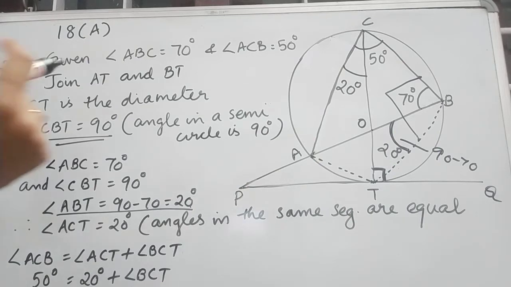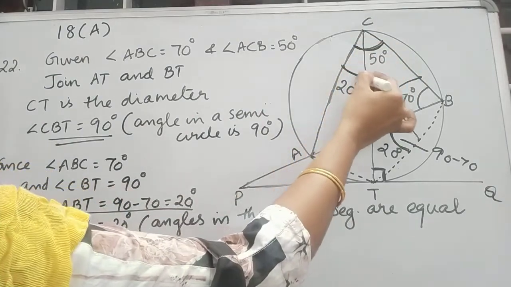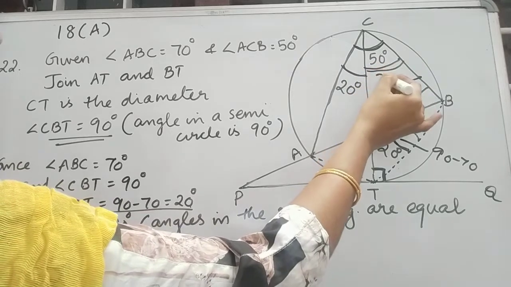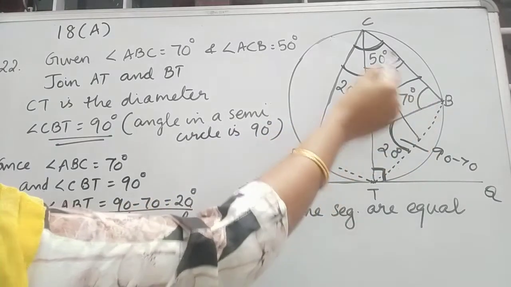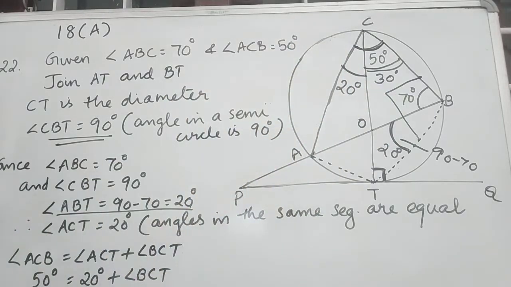So we know the total angle is 50 degrees, and up to this it is 20 degrees. So what about this remaining angle? That will be 50 minus 20, which is equal to 30 degrees. So look here, BCT will be 30 degrees. From the figure itself we can understand that BCT is equal to 30 degrees.